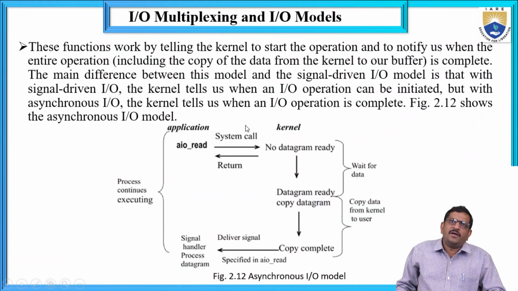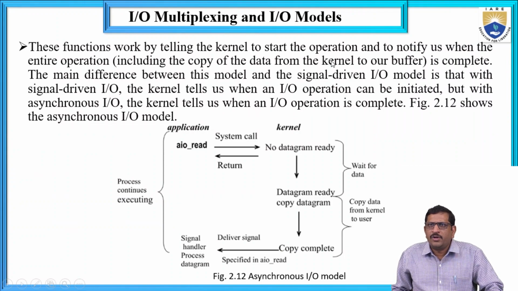Here the function works by telling the kernel to start the operation and to notify us when the entire operation, including the copy of the data from the kernel to our buffer, is completed. The main difference between this model and the signal driven input output model is that with signal driven input output, the kernel tells us when an input output operation can be initiated. But with asynchronous input output, the kernel tells us when the input output operation is completed.